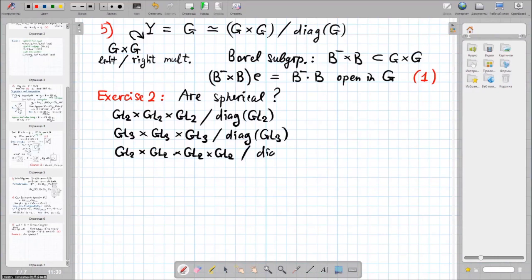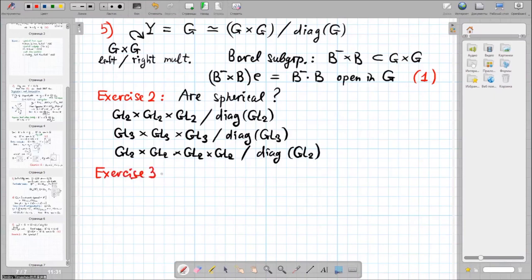Modulo the diagonal GL2. Which of these homogeneous spaces are spherical? This is the second exercise. The third exercise.